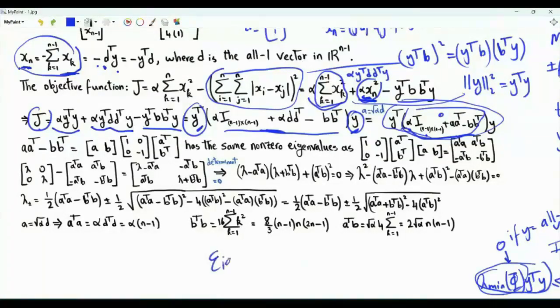To finish this problem off, we need to investigate the eigenvalues of the matrix of the quadratic form, which is alpha times identity of size n minus 1 by n minus 1 plus A transpose A minus B transpose B.